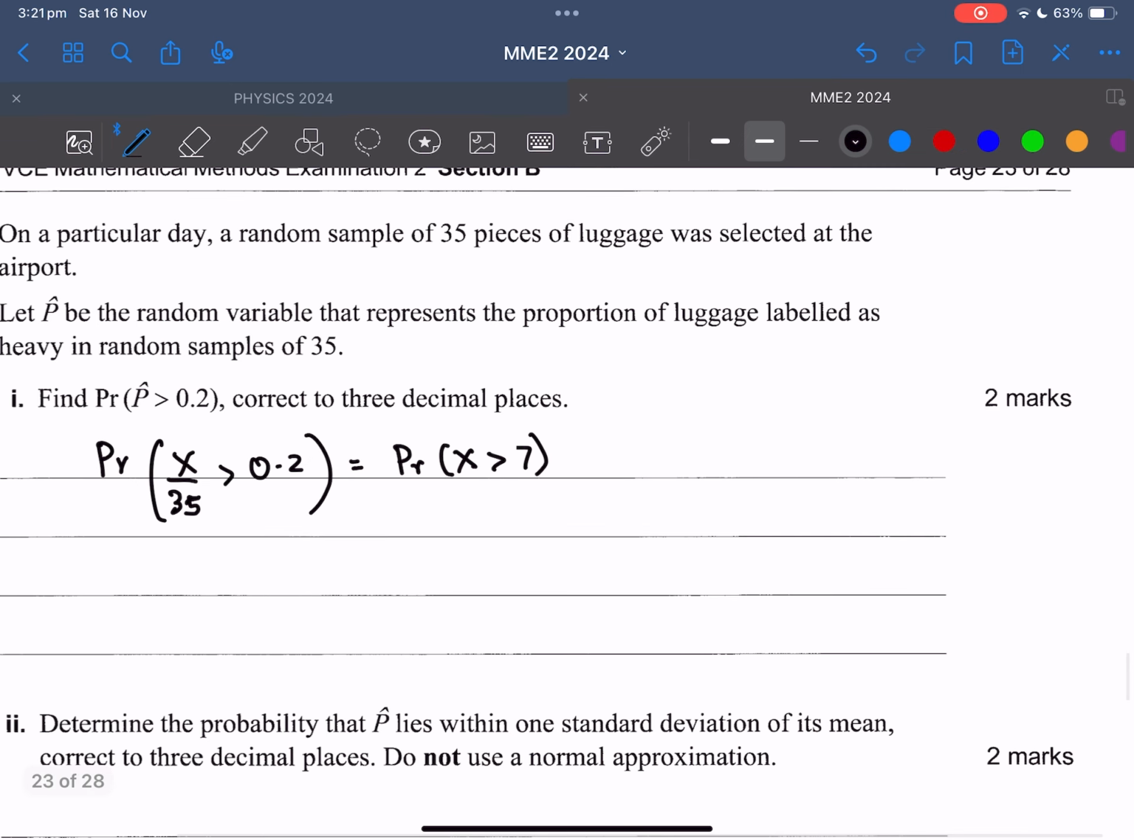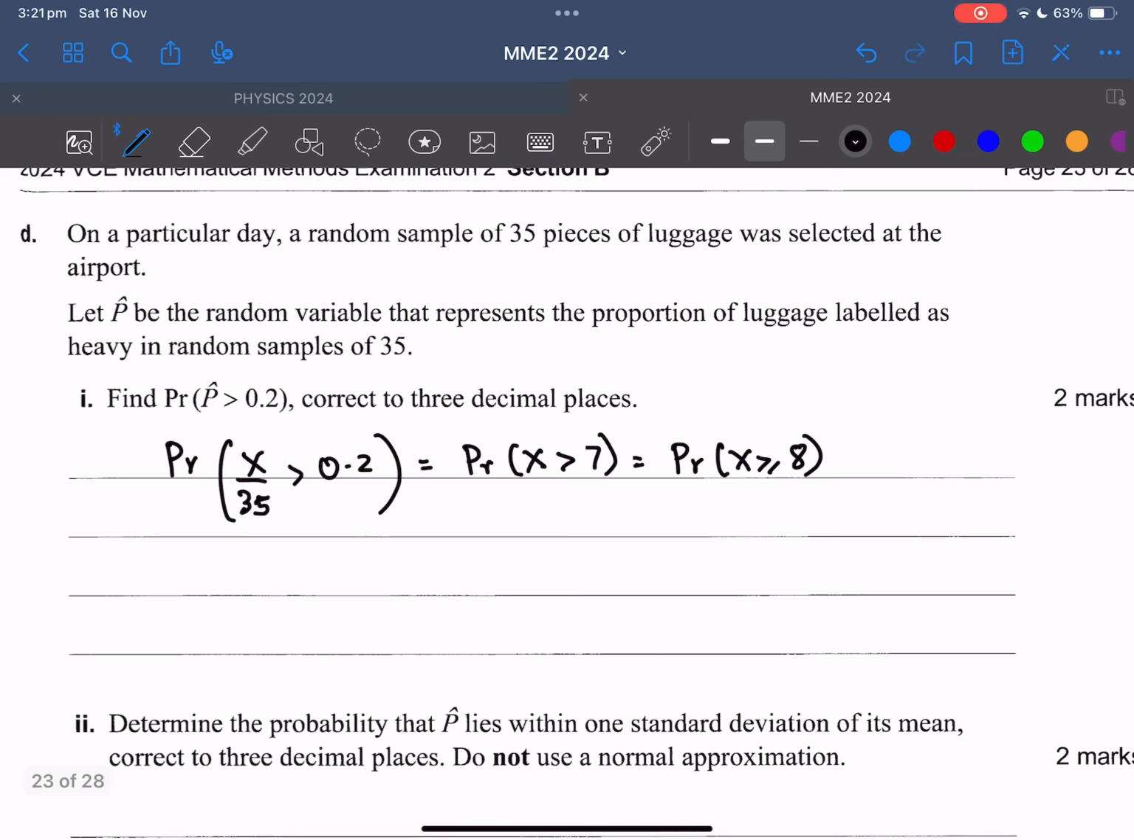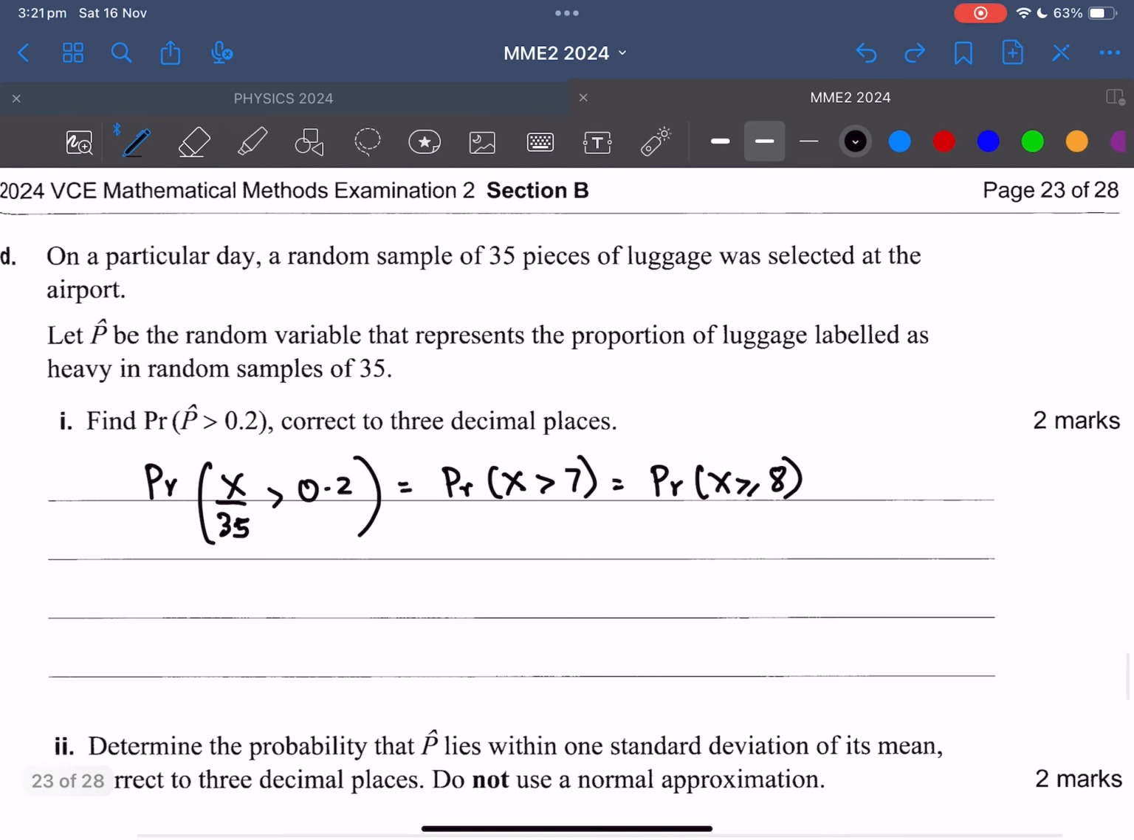Now, that is going to be the same as the probability that X is greater than or equal to 8, right? Because we are looking at discrete stuff, the binomial discrete stuff. So if it's greater than 7, it's going to be greater than or equal to 8. Of course, we cannot have point something of a luggage. There's going to be a discrete quantity of luggage bags. So that's why if it's greater than 7, it's going to be greater than or equal to 8. We always have to take 8 into consideration.